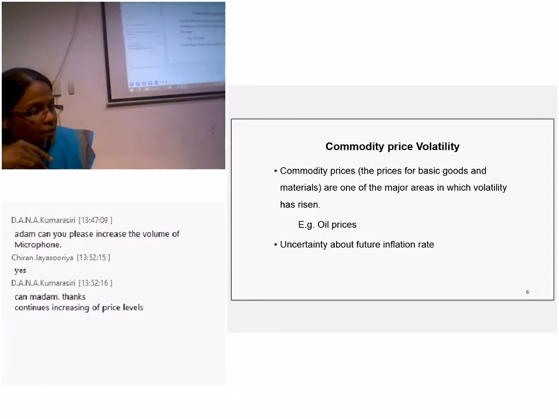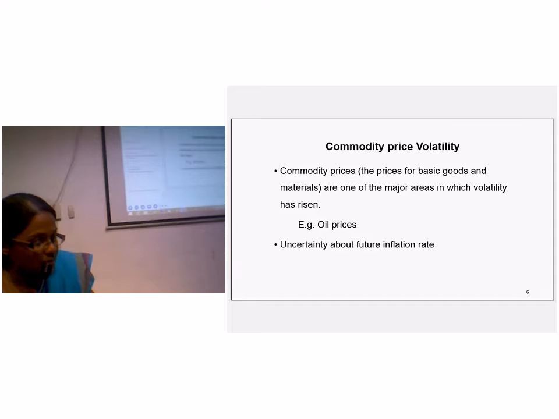So you know how we are calculating the inflation rate, right? By using a price index. That means in Sri Lanka we are using the Colombo Consumer Price Index and we are taking the general price level. Okay, I got the answer. Thank you, Kumar.